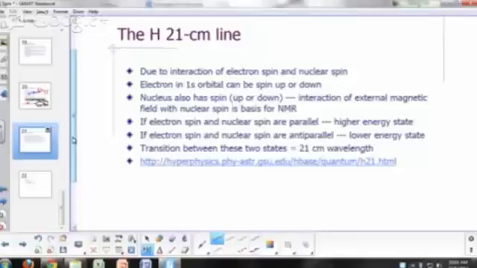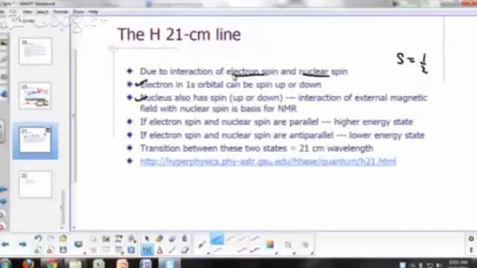So interaction of the electron spin with the nuclear spin can add one further correction to your Hamiltonian. That adds another extra term in your potential energy in your Hamiltonian. Since your electron in the 1s orbital can be spin up or spin down, the nucleus, what's the spin quantum number for a proton? Also 1/2. So your proton we can say is also spin up or spin down.